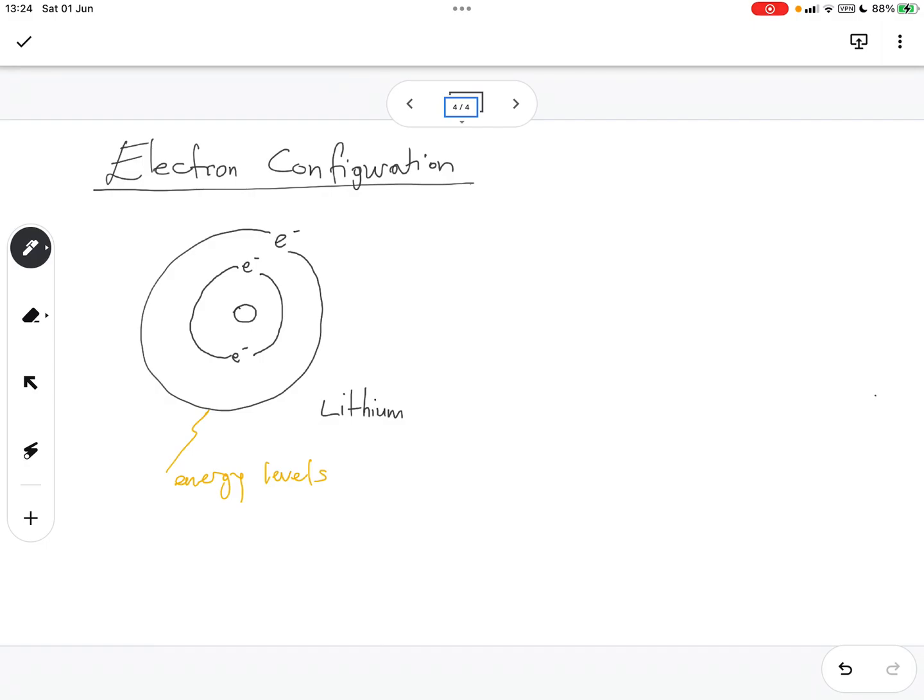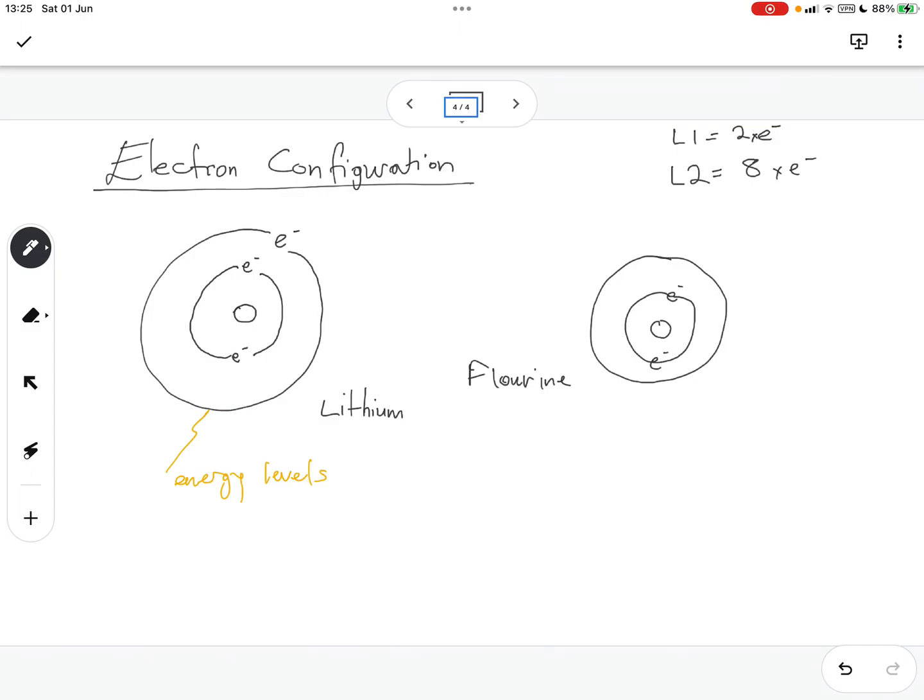So when we use the same configuration, we'll have nucleus, energy level 1, and energy level 2. Energy level 1 always takes 2 electrons. Energy level 2 takes 8, I think. And I think it changes as we go forward. But what I want to show here is we have 2 electrons. This is fluorine.